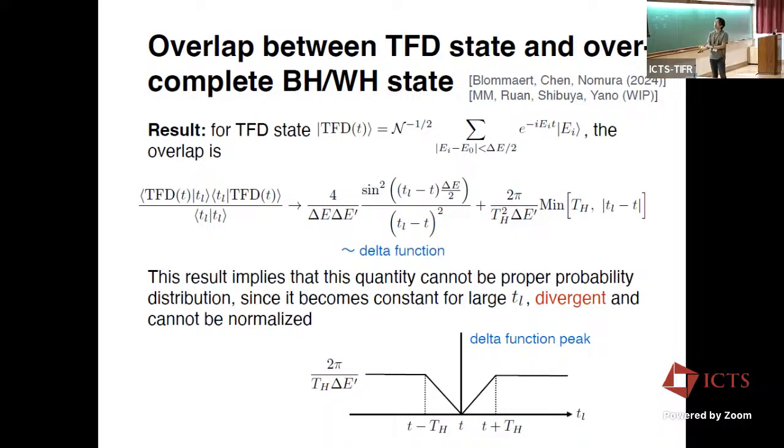And once we incorporate the baby universe effect, we get a new contribution, this second term, which is given by the following expression. This stays constant for most of the TL, but it has some linear ramp around the classical value.